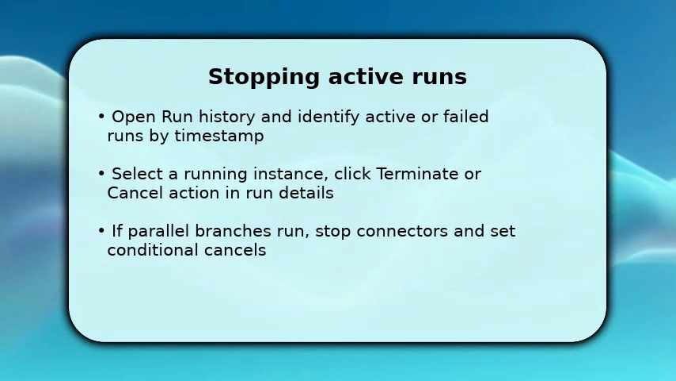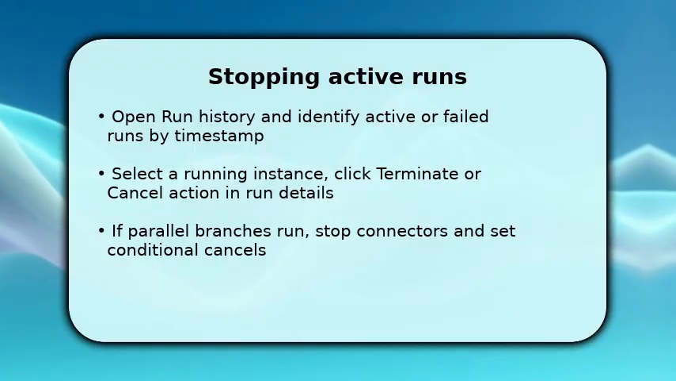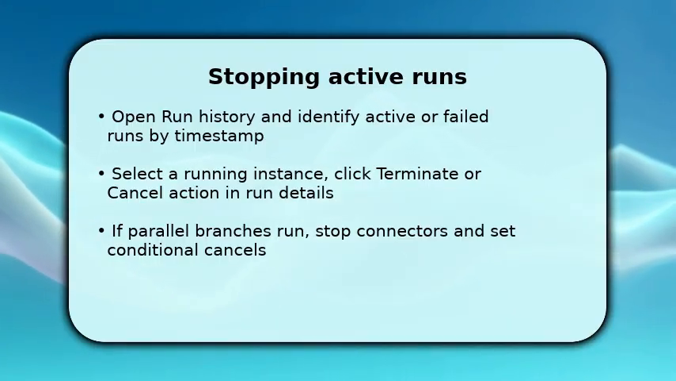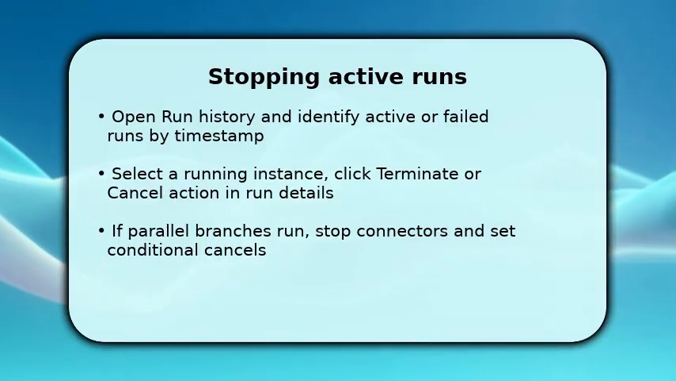Now you focus on active runs. Open the Flow's run history and filter for running or in-progress entries. Identify instances by timestamp and triggered inputs. Click into a running instance and use Terminate or Cancel on the Flow run. If Terminate isn't available, stop connector actions where possible.